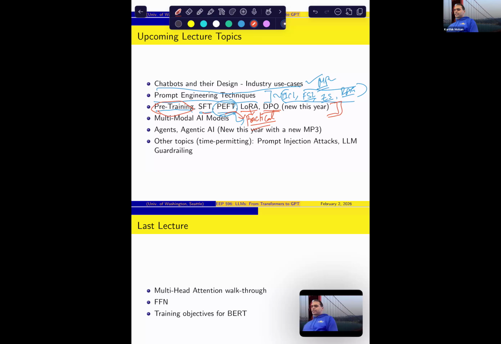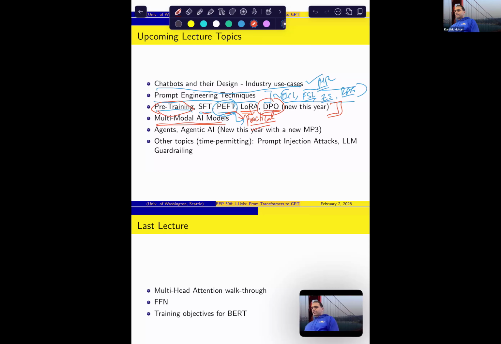But supervised fine-tuning and PEFT and LoRA and to some extent DPO as well, people do. So it's good to have some high-level understanding and be able to differentiate these things, so we'll spend a lecture on this as well. Lecture or two, maybe 2 lectures, because it takes some time to cover all these topics.